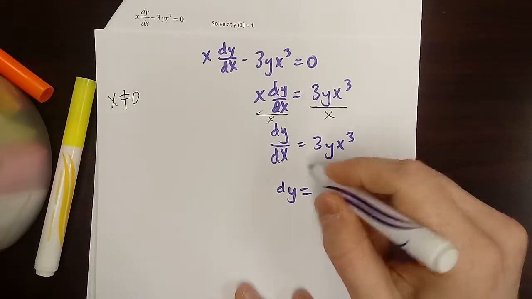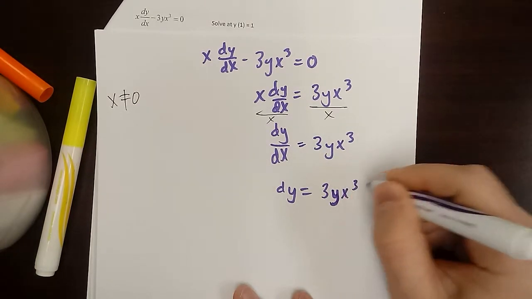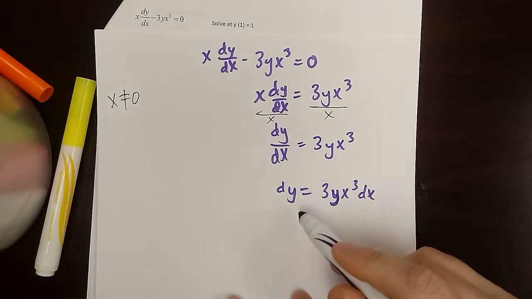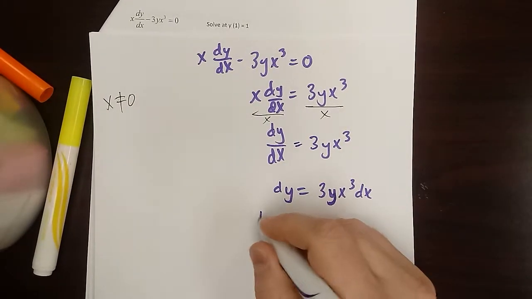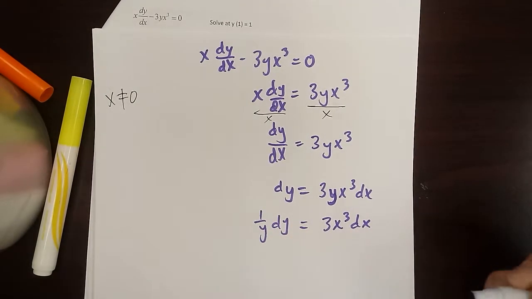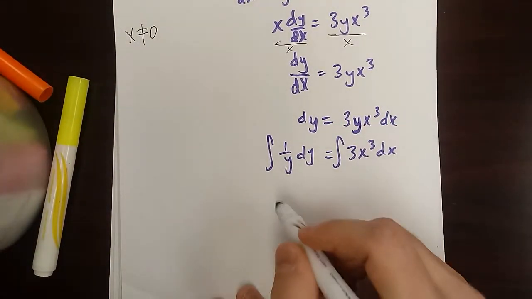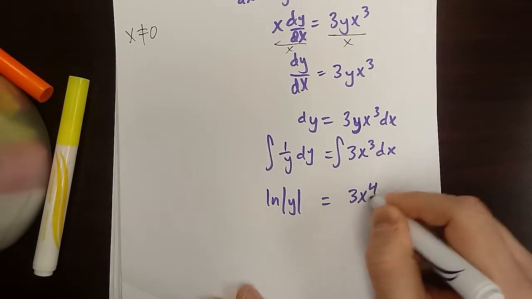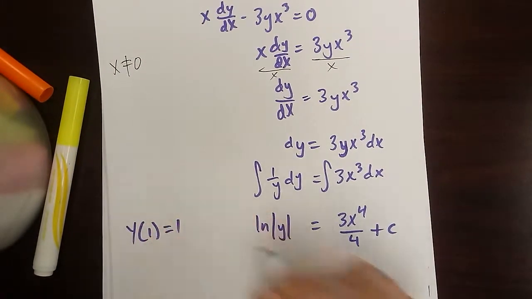So multiply both sides by the dx, and let's be real here, I would do this in one step. I don't like doing this in two steps. I divide both sides by the y or the 3y. It depends on how you want to handle it. I'm going to divide both sides just by y and get 1 over y dy is equal to 3x cubed dx. So when I integrate both sides here, I get the natural log of the absolute value of y is equal to 3x to the 4th over 4 plus c. And then we know that y of 1 is equal to 1.